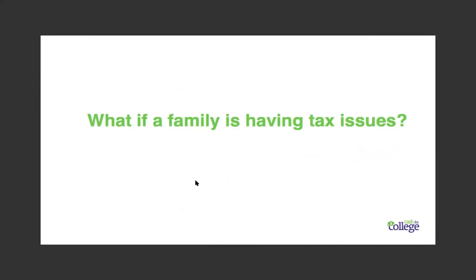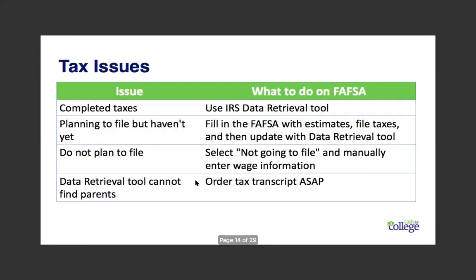Okay, so this is a hot topic. What if a family is having tax issues? The ideal situation is that the family has completed their taxes and you can just go straight through and use the IRS data retrieval tool. That is ideal. But for the most part, that may not be what always happens. Another issue, they may be planning to file, but they haven't yet. At that point, the student can still complete the FAFSA. You can do an estimate.